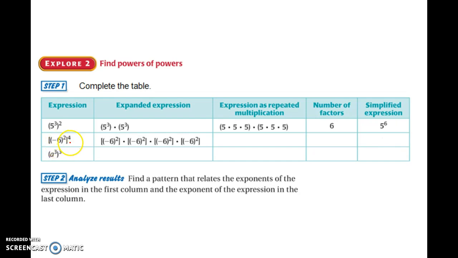With the negative number here, this is negative 6 to the 2nd power to the 4th power, because we're taking powers of powers. So we write the negative 6 to the 2nd power, we write that 4 times, and now we want to write that as our repeated multiplication. So we have to break each of these down to figure out how many factors we have. I want you to pause the video and figure that out on your own.